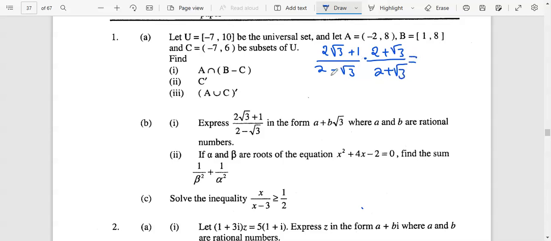So start multiplying on top. We have 2 square root of 3 times 2. That is going to become 4 square root of 3. Then 2 square root of 3 times the square root of 3: multiply the 2 with the 2 outside, and root 3 times root 3 gives you root 9, which we know is 3. And then multiply 1 by 2, that is a 2, and multiply 1 by root 3, that is a root 3.